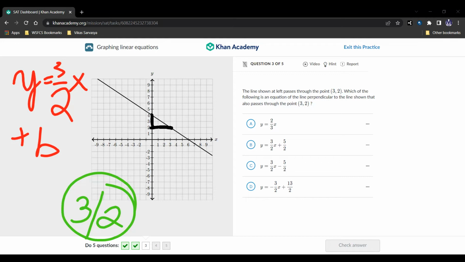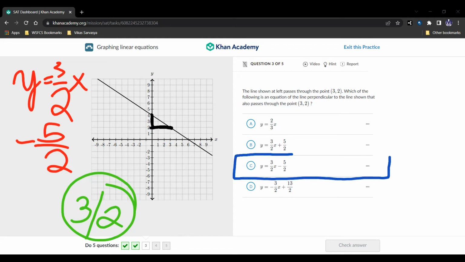plus b. So b is going to be, sorry for the pun, b is going to be negative 5 halves. And our answer is then going to be choice C. And we are done with that question. Let's move on.